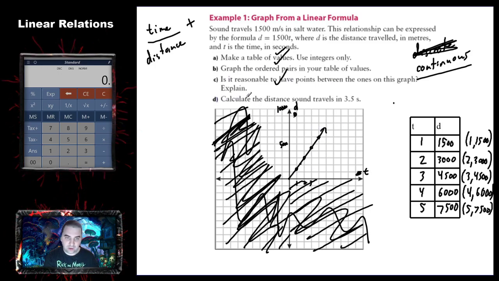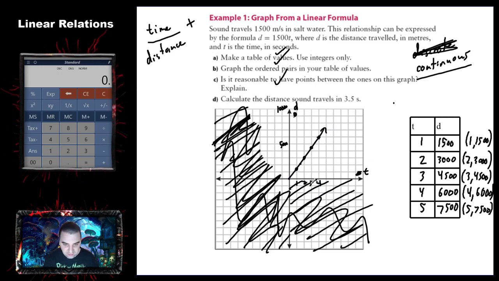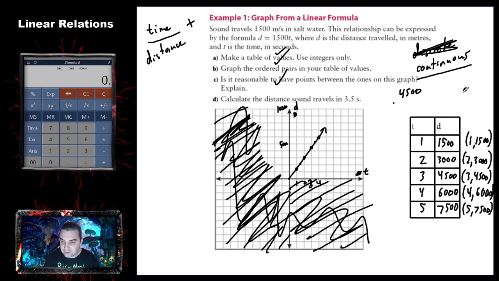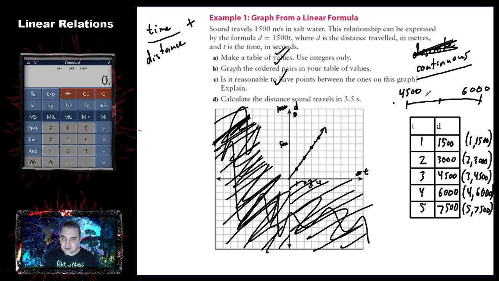Now, knowing that, we are going to calculate the distance sound travels in 3.5 seconds. There are lots of ways we can do that, but here we're going to do it graphically. So if 3 seconds is there and 4 seconds is here, I can look at my graph and estimate what that number would be. It's going to be a number between 4,500 and 6,000. So it's somewhere between these two numbers. And it's equal distance because it's 3 seconds and 4 seconds; 3.5 is right in the half of there.